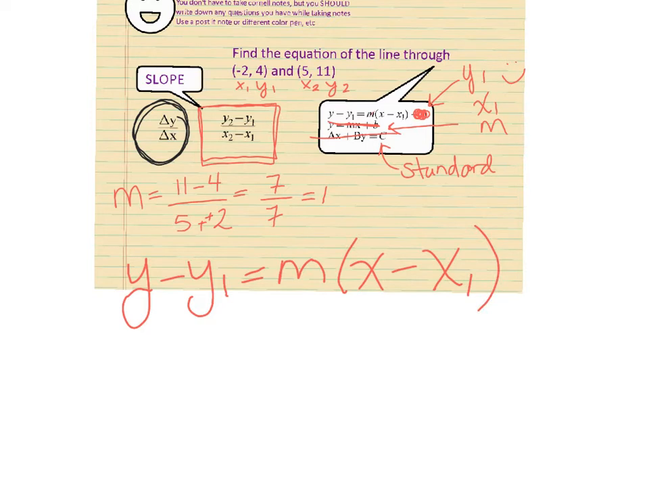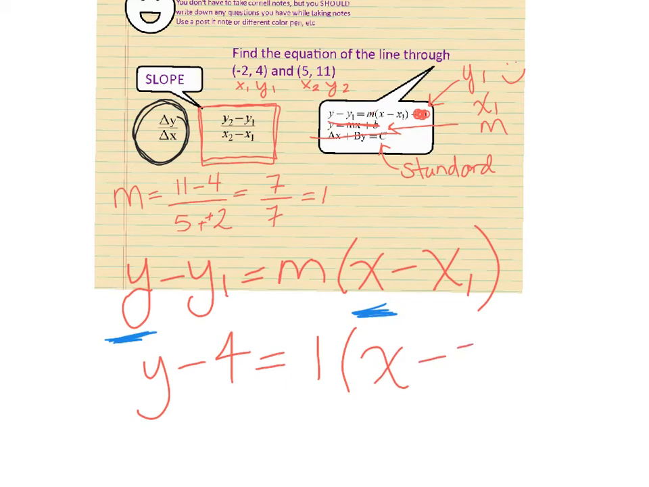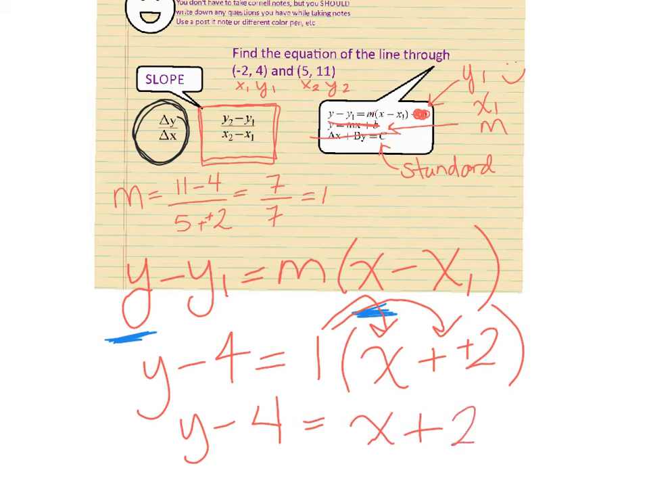Okay, what does this mean? This y stays here and this x stays here. What do I know? y minus, I'm going to use 4, that's my y1. If you want to use the other point, you can. You will get the same answer. Okay, m, we said was 1, x stays there, minus x1, which we know is -2. Okay, if I simplify, I get y minus 4 equals x plus 2, distributing.